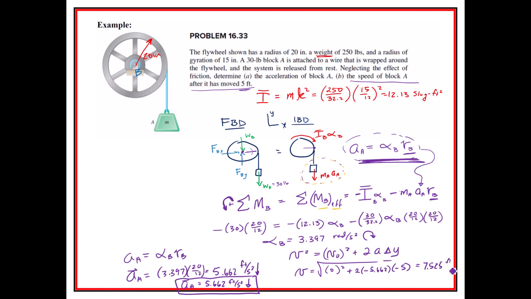So this ends up being 7.525 feet per second. So V of A is 7.525 feet per second downwards. And we have answered the question now. Ta-da!